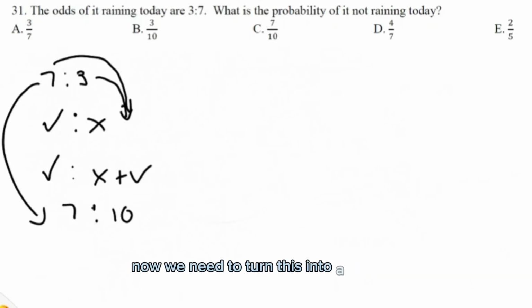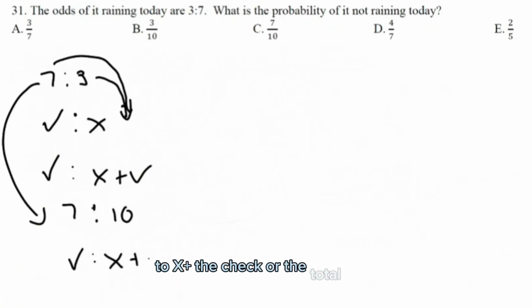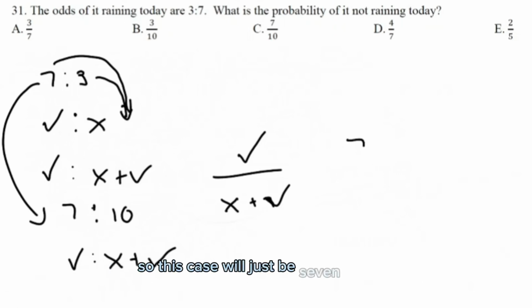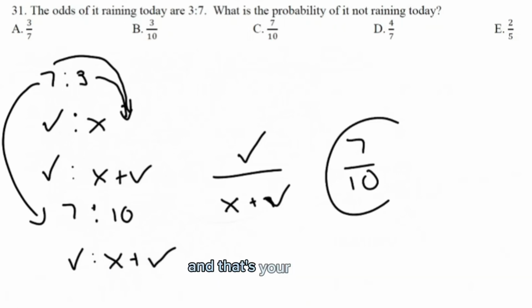Now we need to turn this into a fraction. So when you have your check to x plus the check, or the total, you can just write that as the check over x plus the check. So in this case, it would just be 7 over 10, and that's your answer.